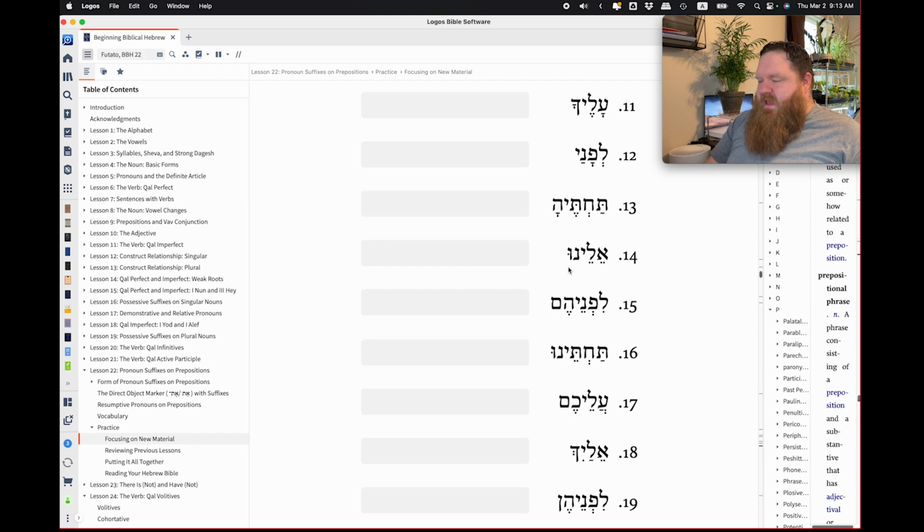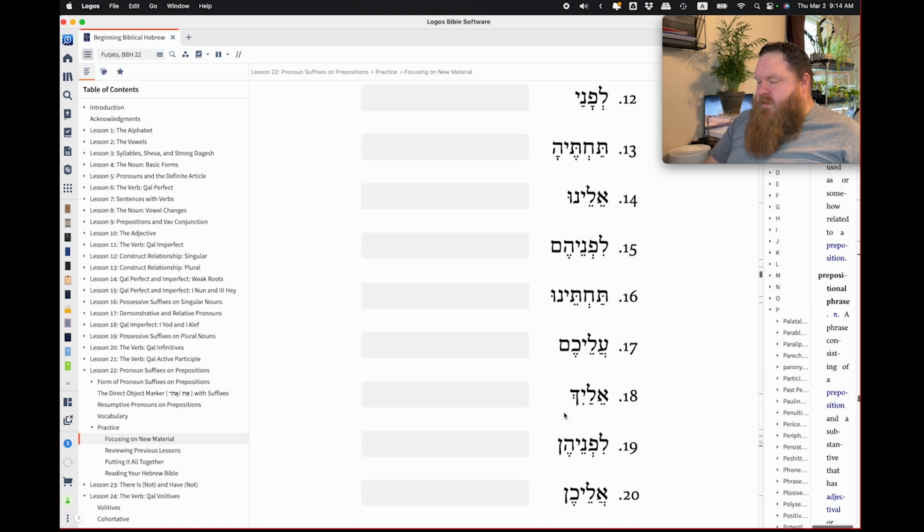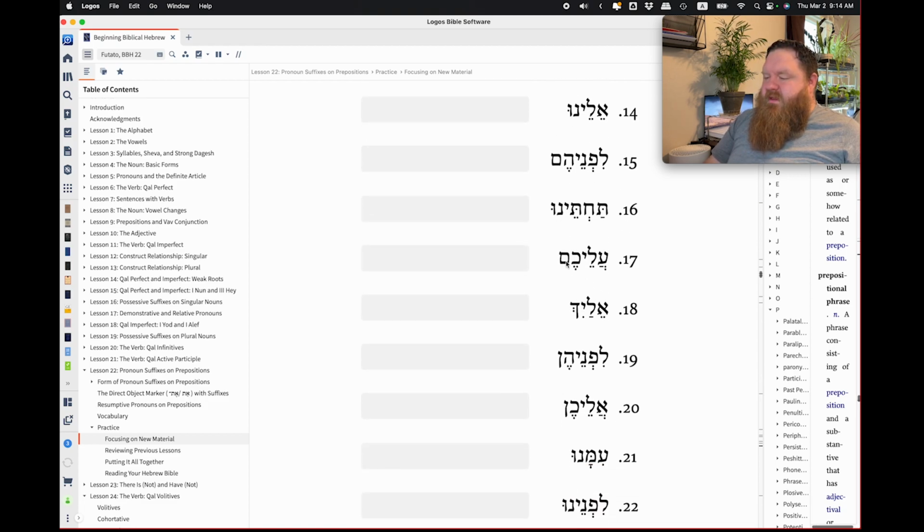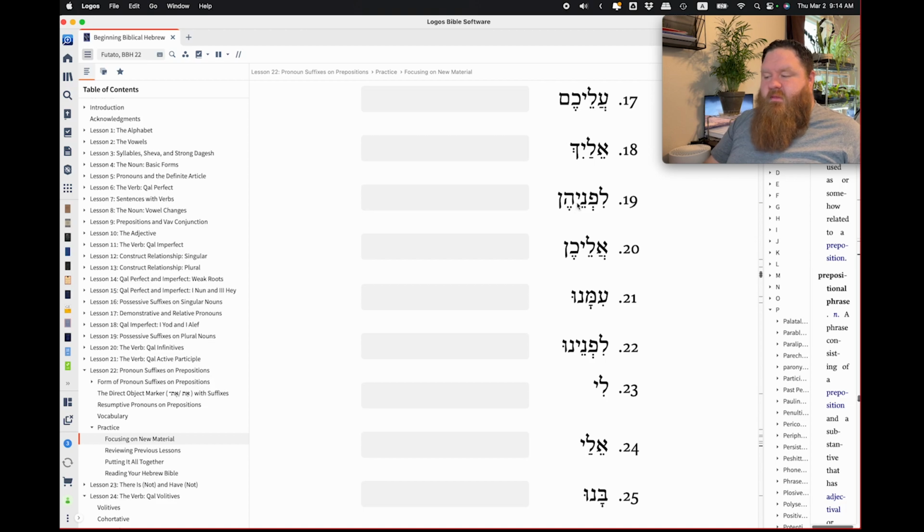All right, so we've got the enu, lifnehem. Hem is going to be the 3MP again. Tachatenu, this is the 1CP. Alechem, this is going to be the 2MP suffix. And Elayich, this is the type 1 2FS suffix. Lifnehen, this is going to be before or in the presence of them, feminine. And Elehen, again, the hen is going to be the commonality between type 1 and type 2.